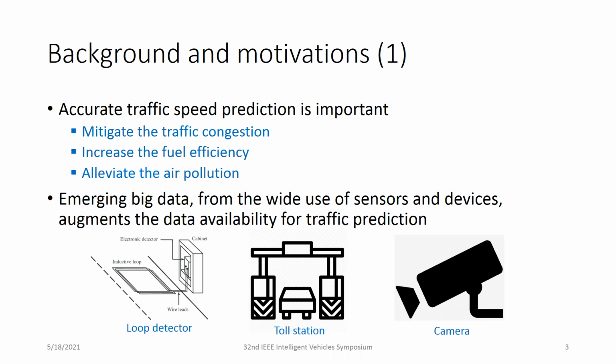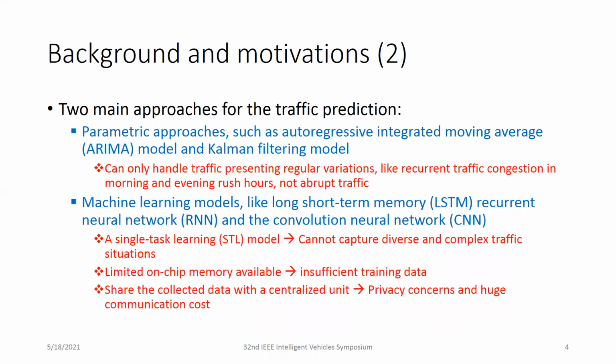One of the reasons why there are so many papers on traffic speed prediction is that with the wide use of sensors and devices, for example, loop detectors, toll stations, and cameras, we have more and more traffic data available that we can use for traffic prediction. There are two major approaches for traffic prediction. The first one is the parametric approach, such as the autoregressive integrated moving average model and the Kalman filtering model.